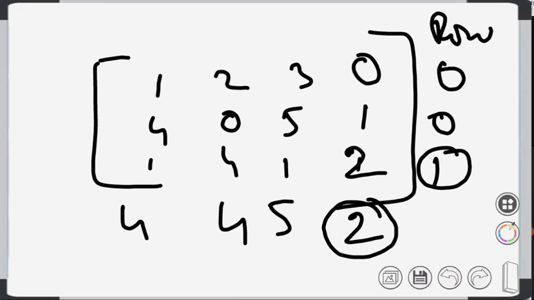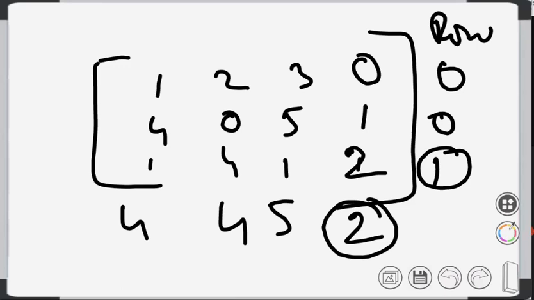Now let us try to find out whether we can use the dominance property, because there are 3 rows and 4 columns. If I compare the first row with the second row, we cannot, because 1 is less than 4, but 2 is greater than 0. First row with third row: 1 with 1, okay, 2 is less than 4, but 3 is greater than 1. So row dominance cannot be taken up.